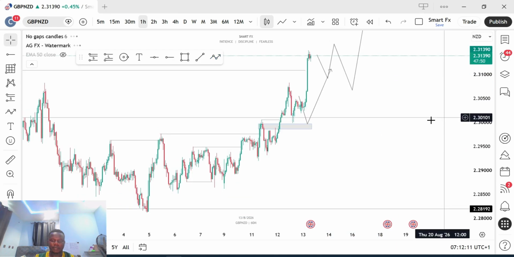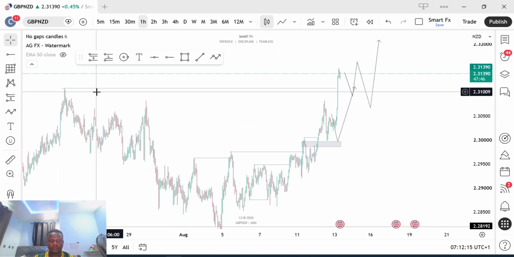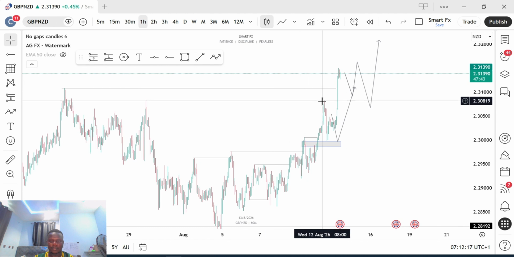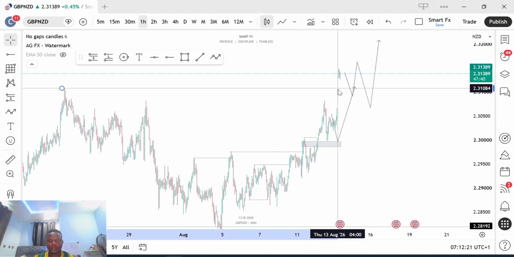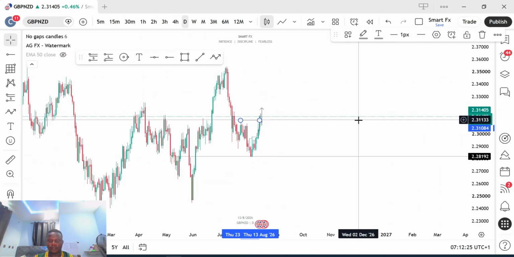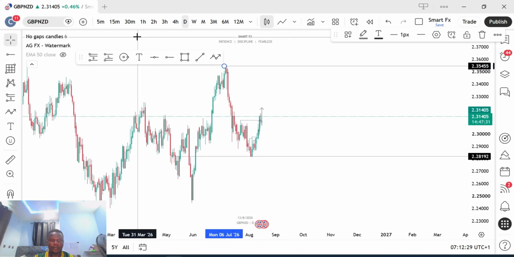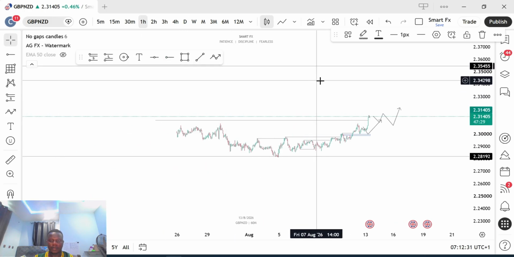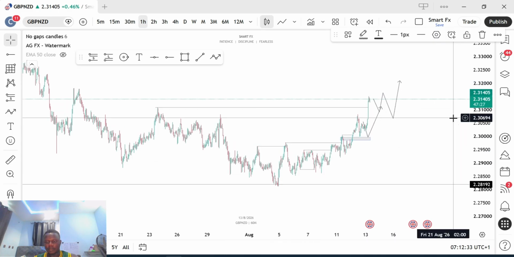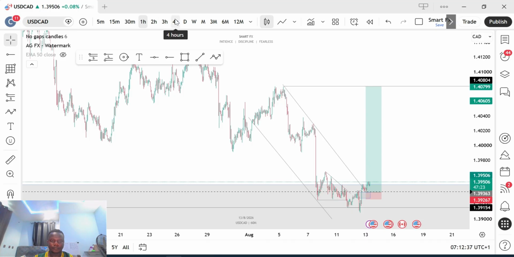Similarly to GBP NZD, we had multiple breaks of structure. This high was broken, this high was broken, this high was broken. So the inducement will determine where we are going to buy from. So I'll just wait for it to form an inducement. The next one is USD CAD.